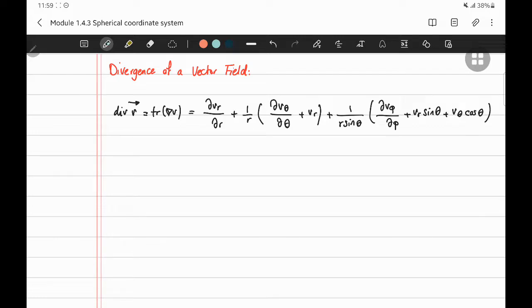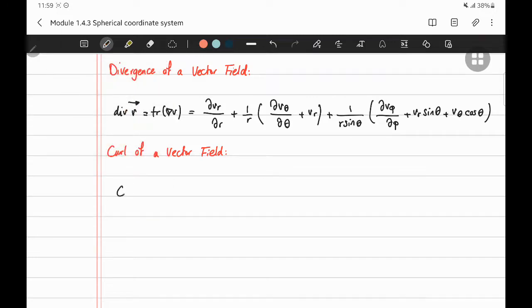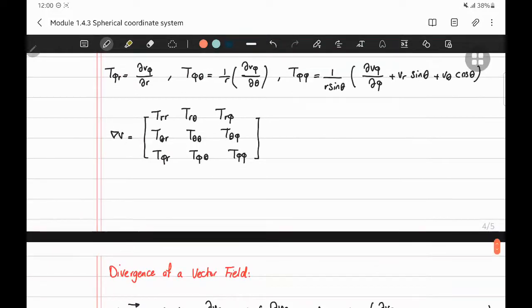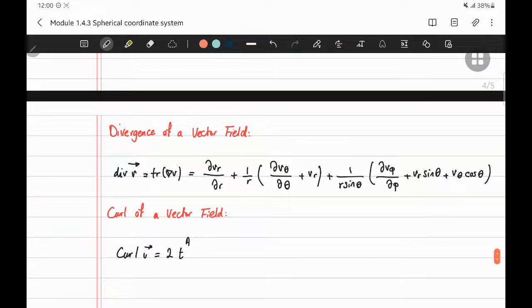So next we have the curl of a vector field. And for this, because the curl is basically 2 times the dual vector of the antisymmetric part of this del v here, I prefer to do it in Maple.